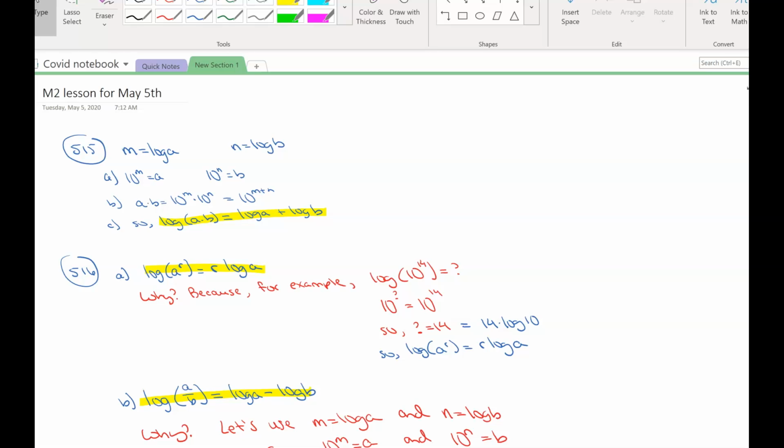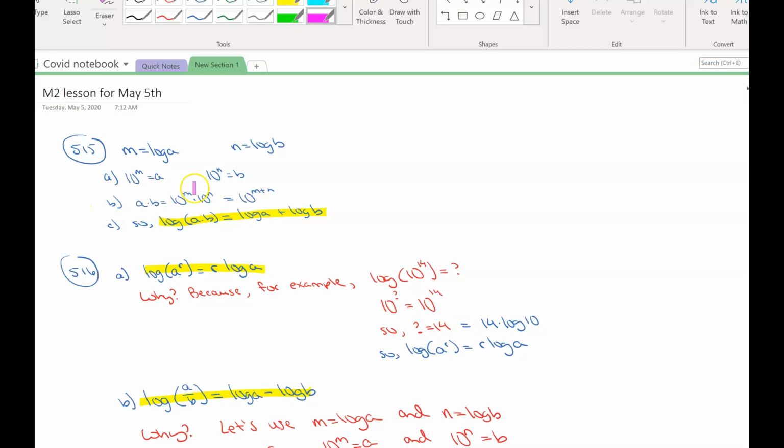All right, so what I want to first do to lead into the new content is go over question 515 and 516, which we did not have a chance to go over when I met with you. So 515, you're just going to follow my pen here. It says you're given these two statements. Part A asks you to rewrite A and B as powers of 10. And then part B says, what is A times B?